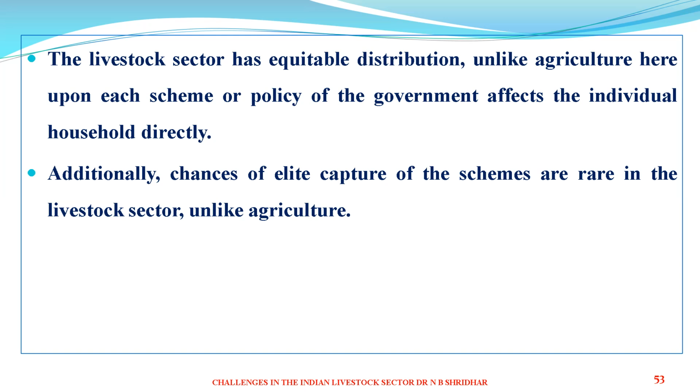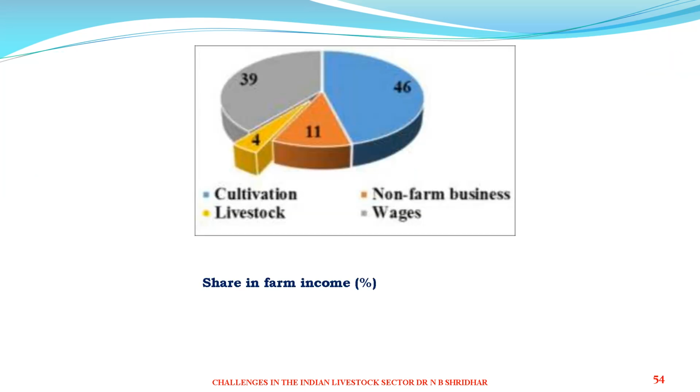Here, the government's policy always affects individual households directly. For example, a reduction in the milk price or an increase in the feed price directly hampers animal husbandry, and chances of allied capture of the schemes are rare in the livestock sector, unlike agriculture. Then, in the share of farm income, cultivation is the highest at 46%, whereas livestock is contributing about 4%, and non-farm business about 11%. Another thing is that 39% of the total milk money produced will go as labor cost.